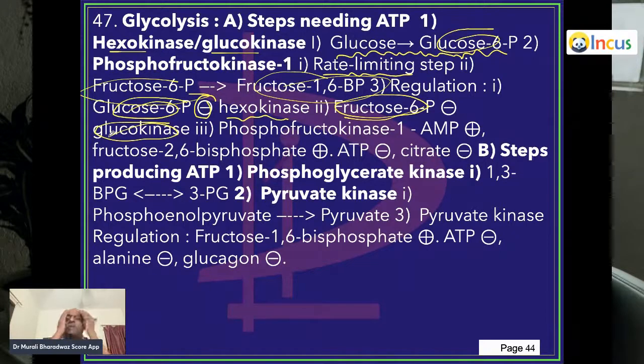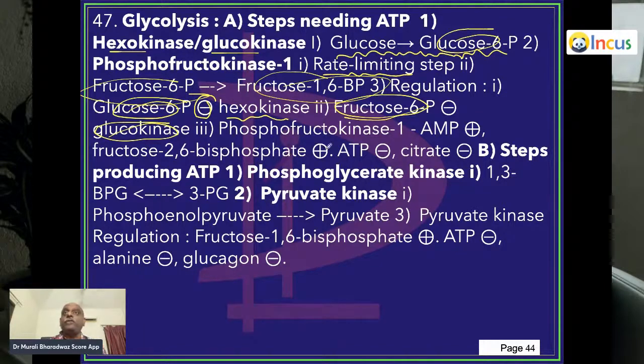Examiner will ask small questions only, right? He will give: glucokinase is inhibited allosterically by which inhibitor? Is it glucose 6-phosphate or fructose 6-phosphate? Then you will be thinking, okay, boss, glucokinase converts glucose to glucose 6-phosphate, that's the reason glucose 6-phosphate should be the inhibitor. No. Glucose 6-phosphate is the inhibitor of hexokinase, but fructose 6-phosphate is the inhibitor of glucokinase. The reaction done by hexokinase and glucokinase is the same, but the inhibitors are different.